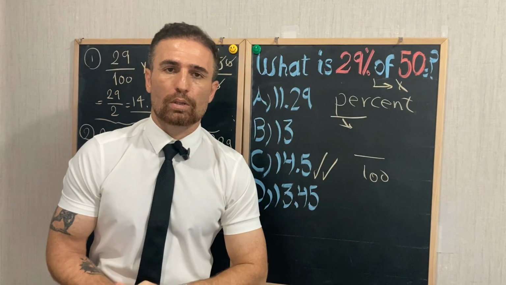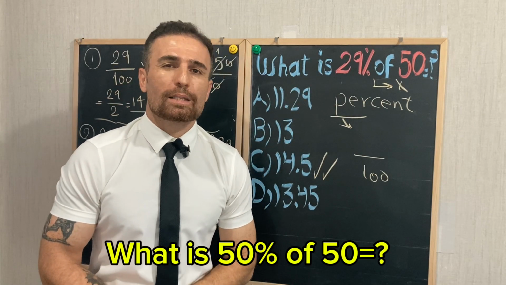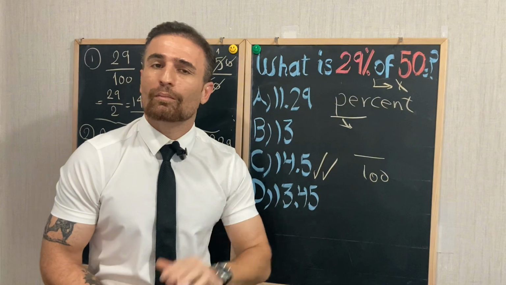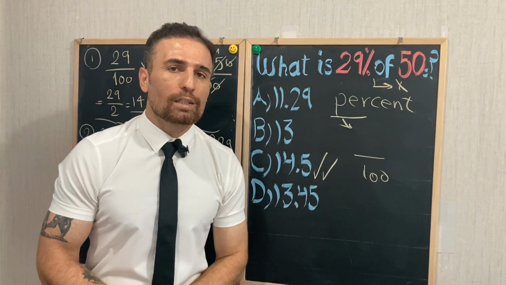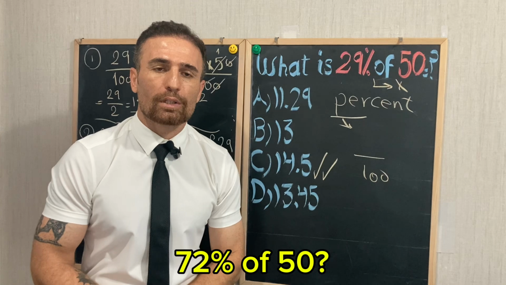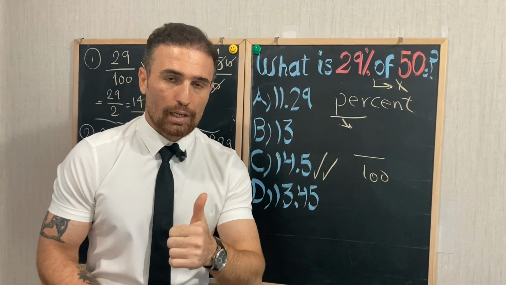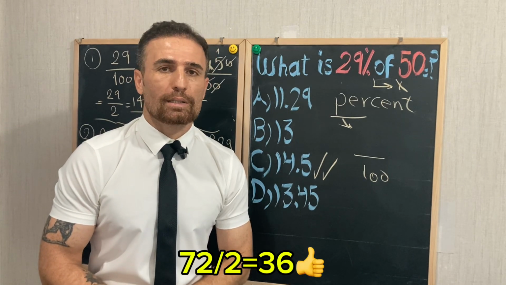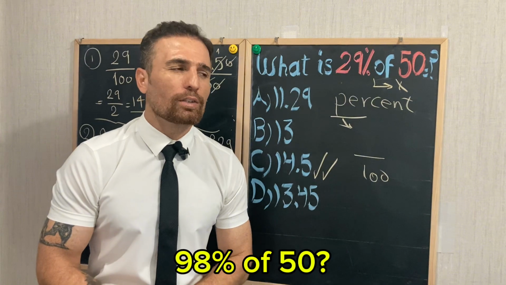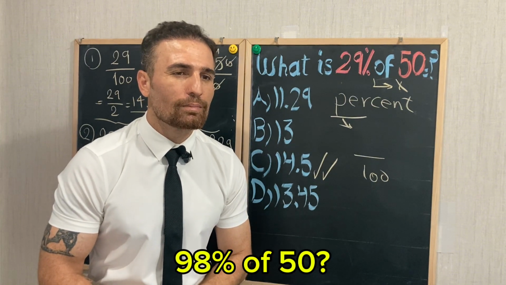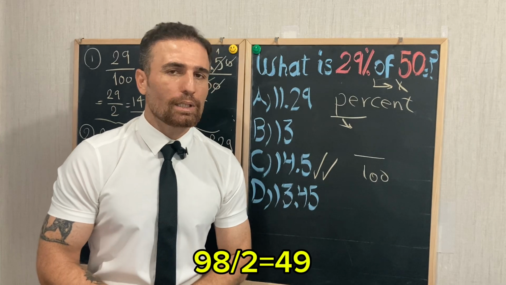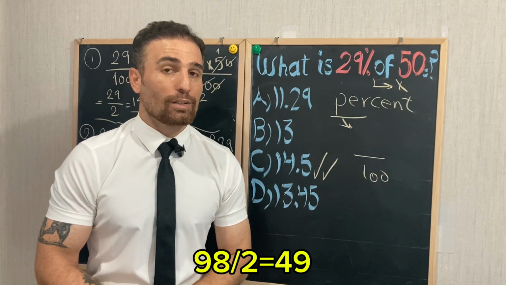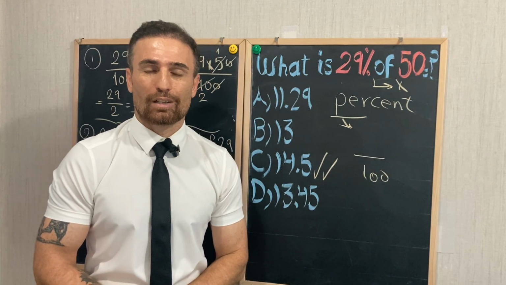Now let me ask you a question. What is 50% of 50? Right, 50 divided by 2, 25. What is 72% of 50? All right, 72 divided by 2, 36. Now, what is 98% of 50? Good job. 98 divided by 2 equals 49. Right, less than 1 second.